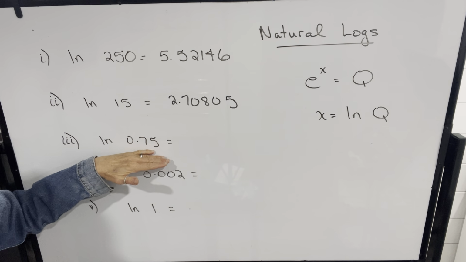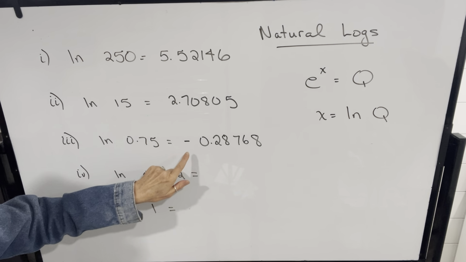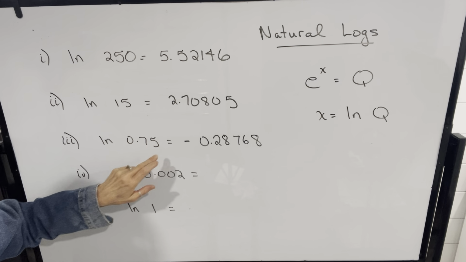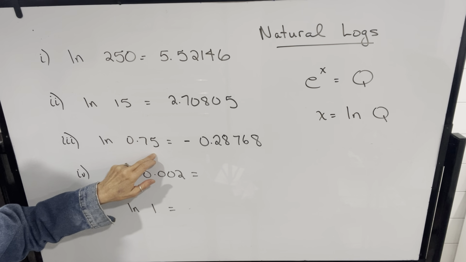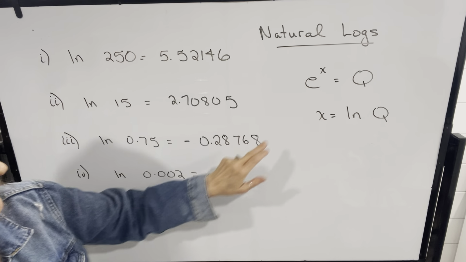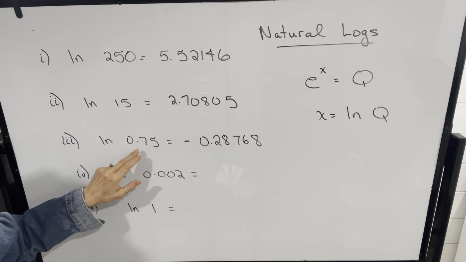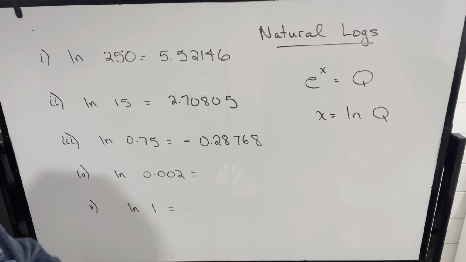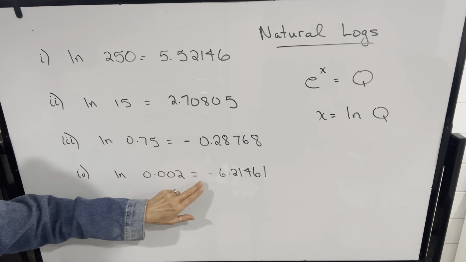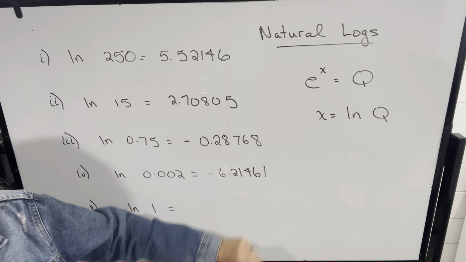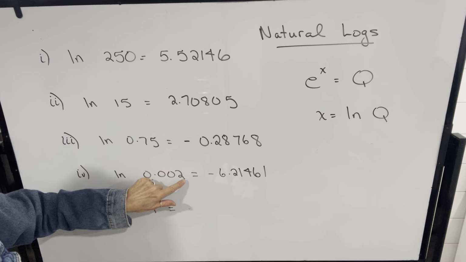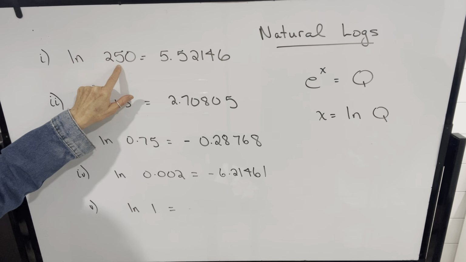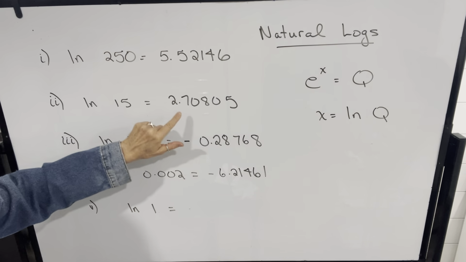Now let's try the natural log of 0.75. What you will notice is that you get a negative value. And that's going to happen when your number or your quantity is less than 1. It's saying that e has to be raised to a negative exponent to equal a quantity less than 1. Again, let's try this example. The natural log of 0.002 is negative 6.21461, which is expected because this quantity is less than 1, so we should get a negative exponent. When the quantity is greater than 1, we will get a positive exponent.